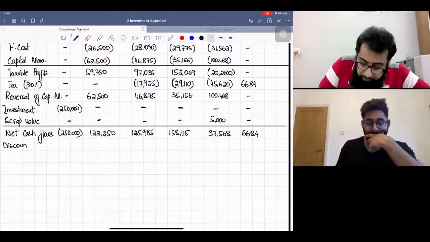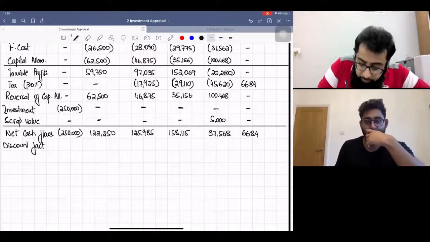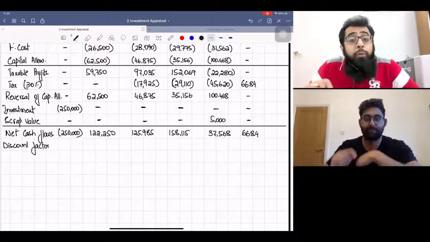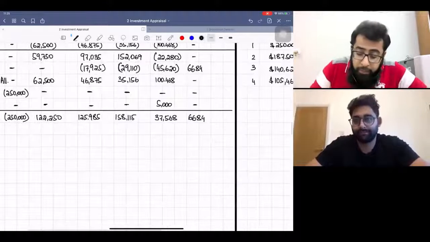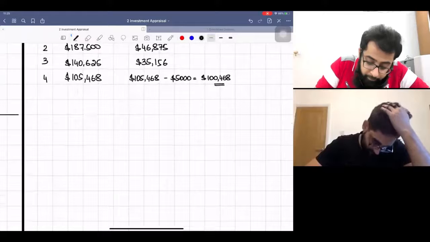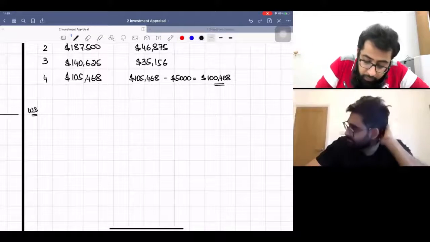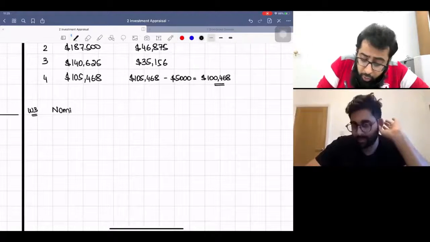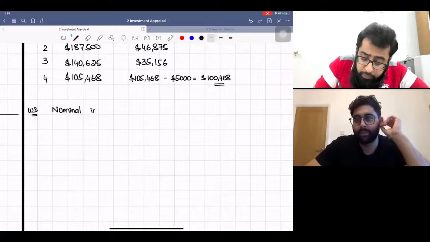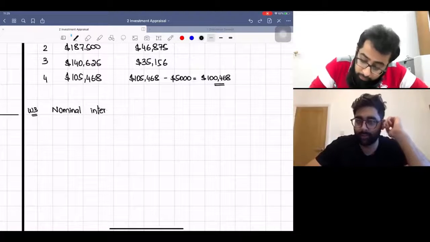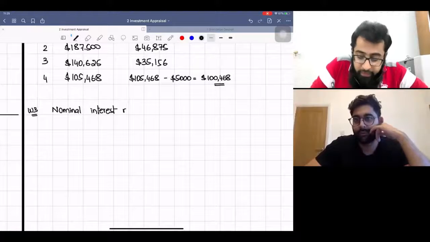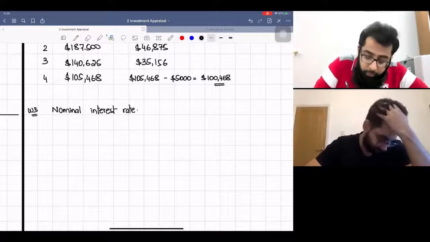Now for the discount factor, we need the interest rate. As the cash flows were inflated, we need the nominal interest rate, because we inflated. Nominal includes the inflation rate.